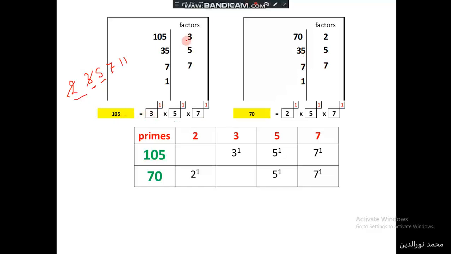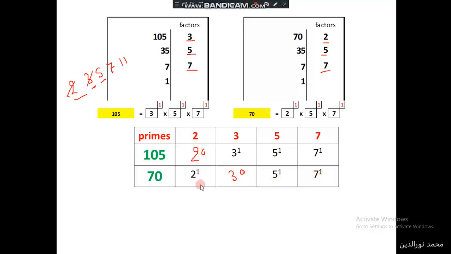And then we write them in this form. 105 is 3 power 1 times 5 power 1 times 7 power 1. For 70, we have 2 power 1 times 5 power 1 times 7 power 1. And then we draw the table, we put the primes and the numbers. For 105, we have 3 power 1, 5 power 1, 7 power 1, 2 power 0. For 70, 2 power 1, 3 power 0, 5 power 1, and 7 power 1.